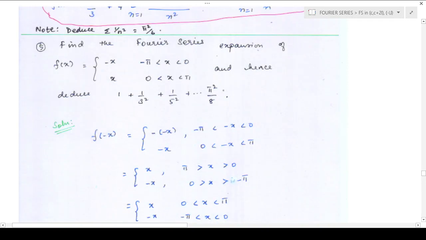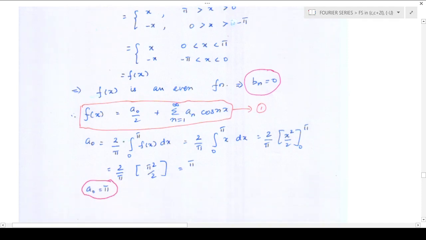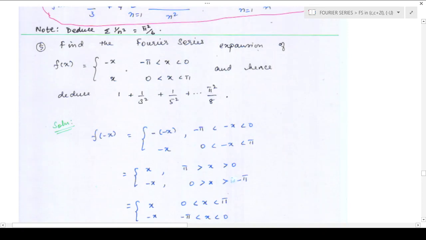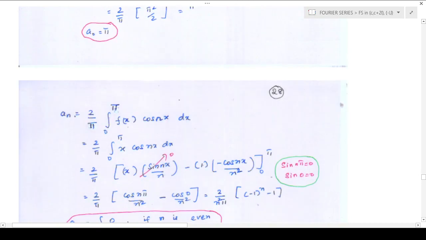Your bn is 0. Your L is pi. So cos n x, sin n x, likewise it will be. So a naught by 2 plus summation n equal to 1 to infinity a n cos n x. Again a naught is 2 by pi, 0 to pi f of x dx. Substitute your f of x. 0 to pi, what is your f of x? Right? It is easy. You are substituting it to be x. Integrating it. Your a naught is this. A n is 2 by pi, 0 to pi f of x cos n x. Your f of x is x.